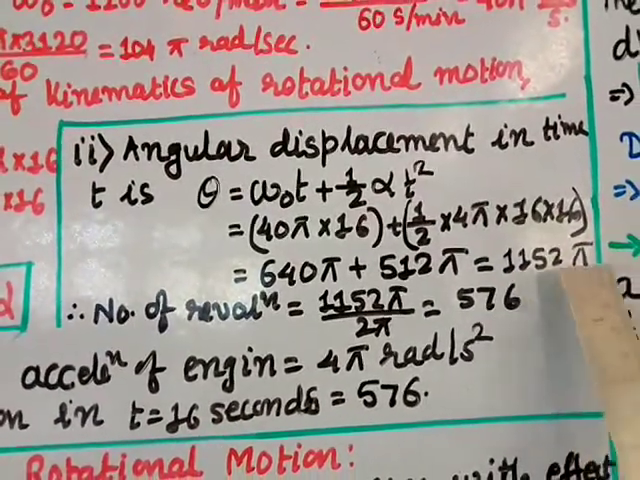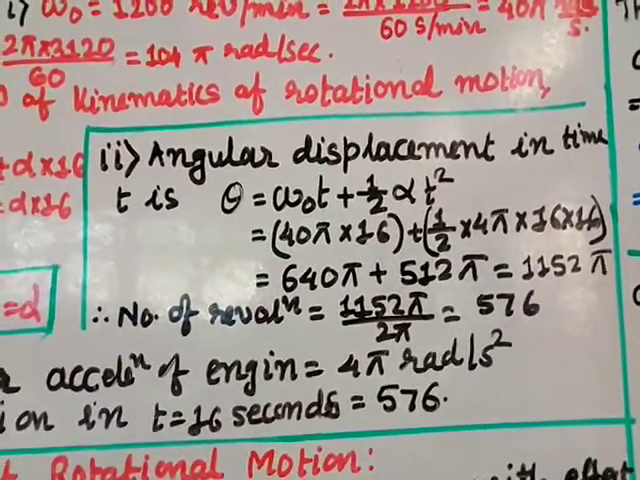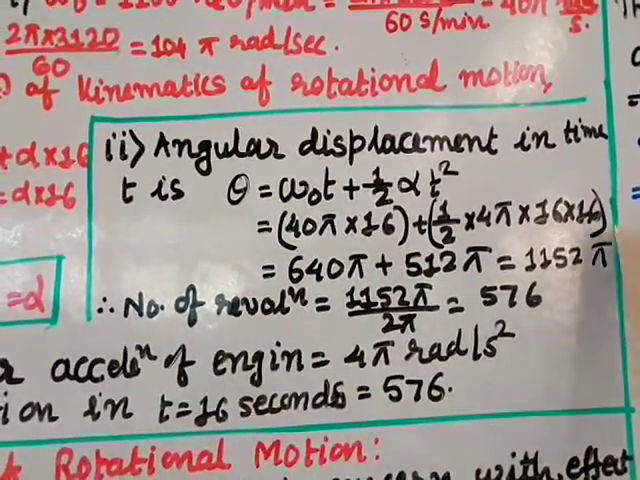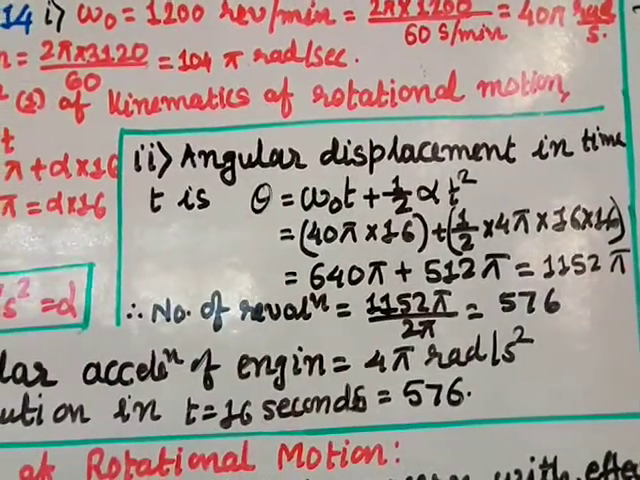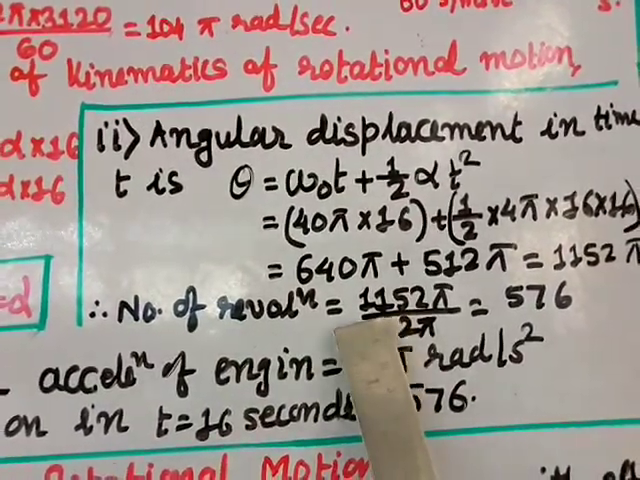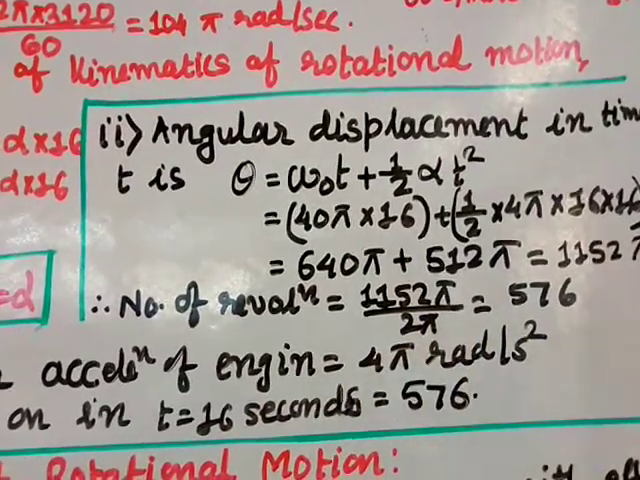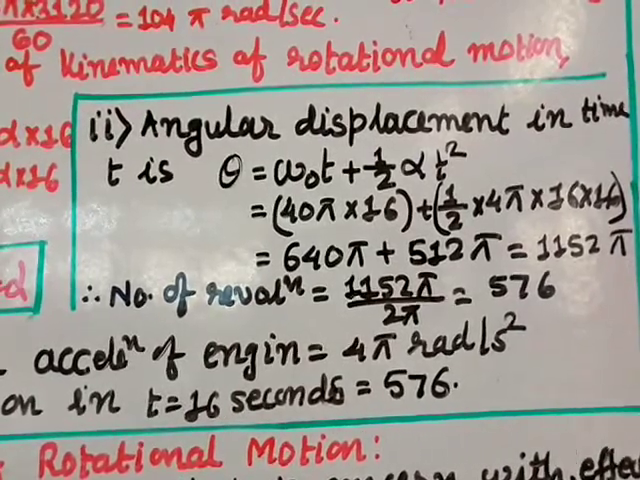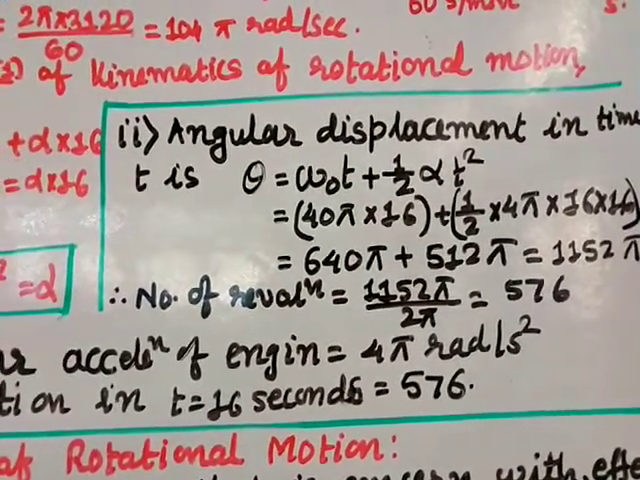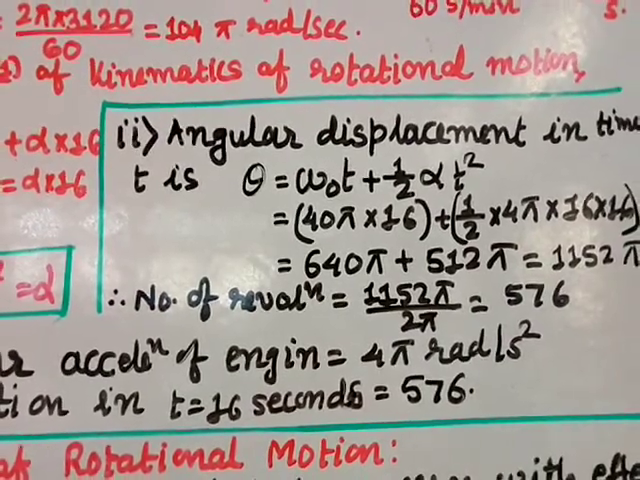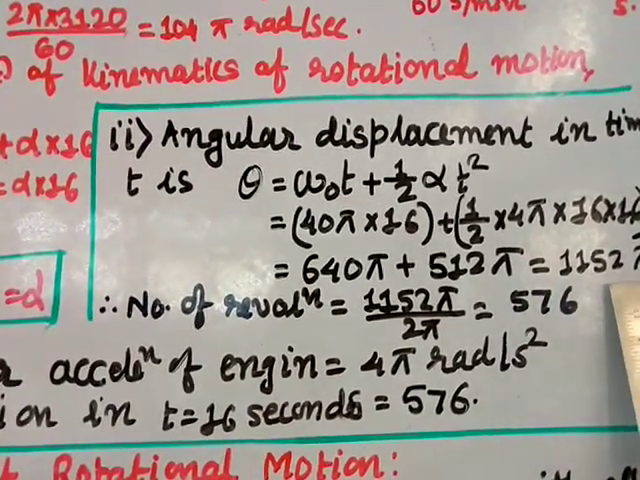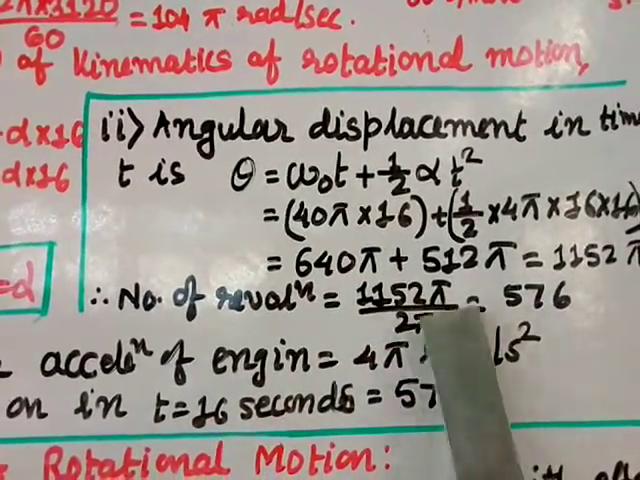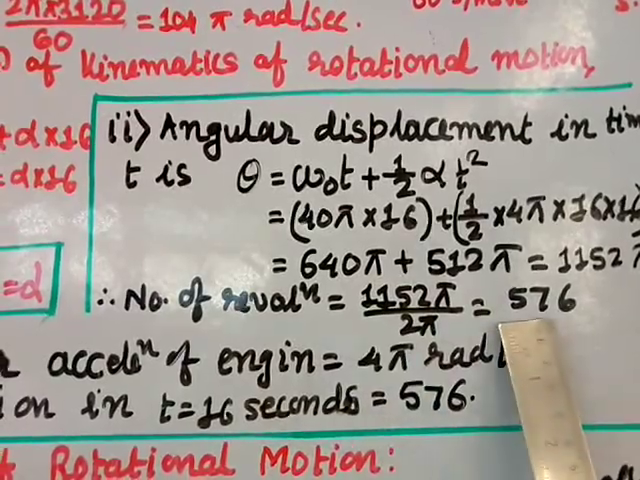So 1152 pi is the displacement, and we have to consider it now in revolutions. To get the number of revolutions, you just divide this value by 2 pi. So number of revolutions equals 1152 pi divided by 2 pi, because in one full revolution the angle it makes is 2 pi. So 1152 pi divided by 2 pi, divide this by 2, and you get 576.